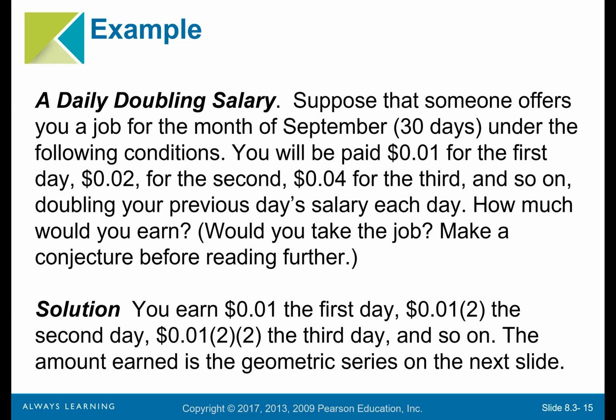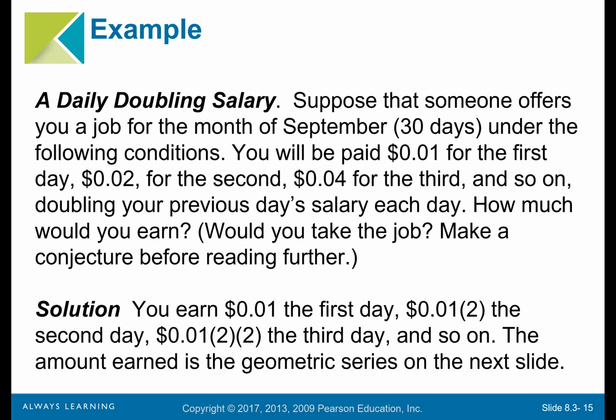Well, the solution says they're multiplying by 2. Yep, because you double your money each day, and double just means times 2. So 1 cent times 2 is 2 cents. 2 cents times 2 is 4 cents. 4 cents times 2 would be 8 cents. So r here would be 2.